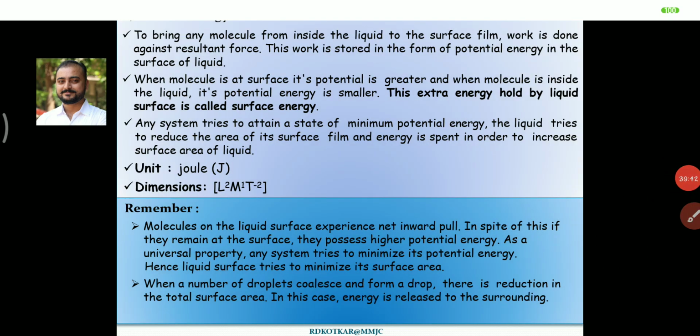In this manner, when a number of droplets come together, they form a drop. At that time the total surface area decreases and energy is released to the surroundings, and vice versa. When a single drop breaks into a number of droplets, there is an increase in the surface area and energy should be taken from the surroundings.